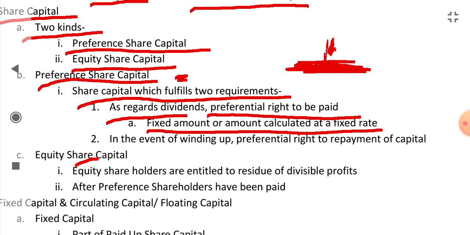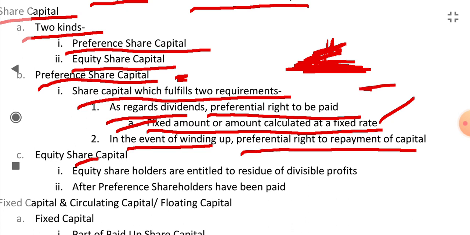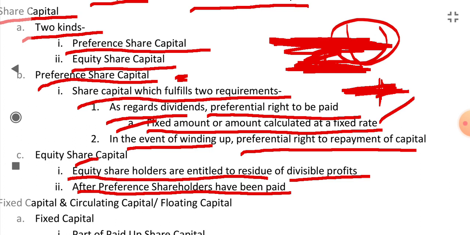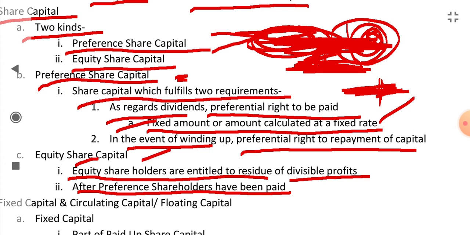shareholders. The preference shareholders are given preference in the payment. They are paid a fixed amount or any amount calculated at a fixed rate. And in the event of winding up, they have a preferential right to repayment of capital, over the equity shareholders. The equity shareholders are entitled to the residue of divisible profits after preference shareholders have been paid. After the preference shareholders have been paid first, the remaining amount, the residue, is given to the equity shareholders.